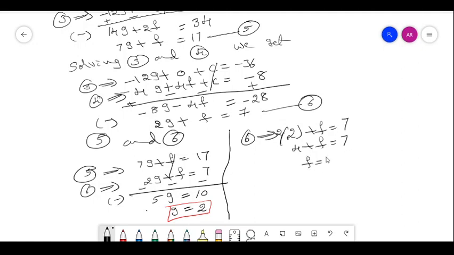2 2s are 4. 4 plus f is equal to 7. Then f is equal to 7 minus 4. Transposing that side, that becomes minus 4. 7 minus 4 is equal to 3. So the value of f is 3.